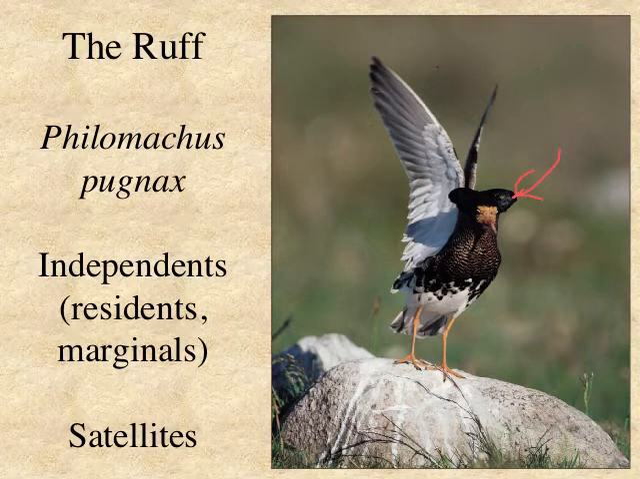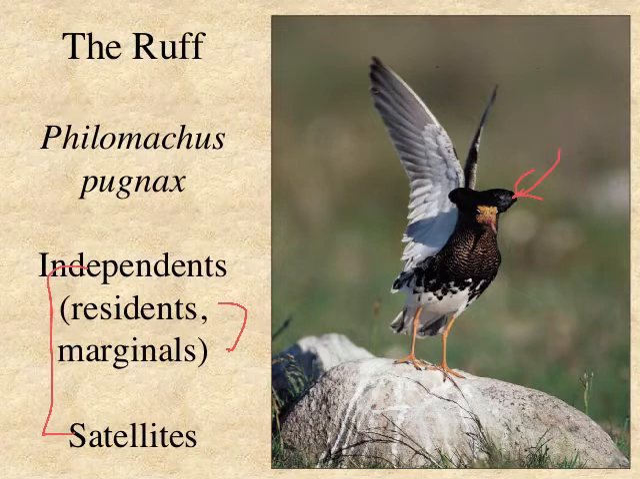The genetic, fixed ESS strategies are independents versus satellites, and the satellites are the same kind of thing where they're not fighting for access to females. The independents do fight for access to females, and the ones that win the fights become what are called residents, and the ones that lose the fights are called marginals. So the difference between residents and marginals is conditional, and the difference between independents and satellites is genetic.